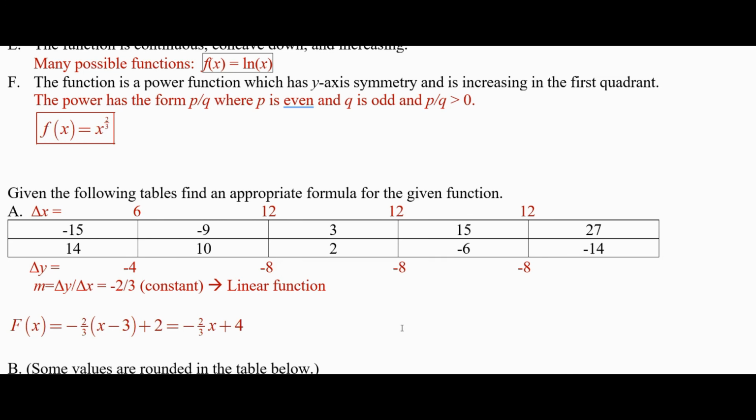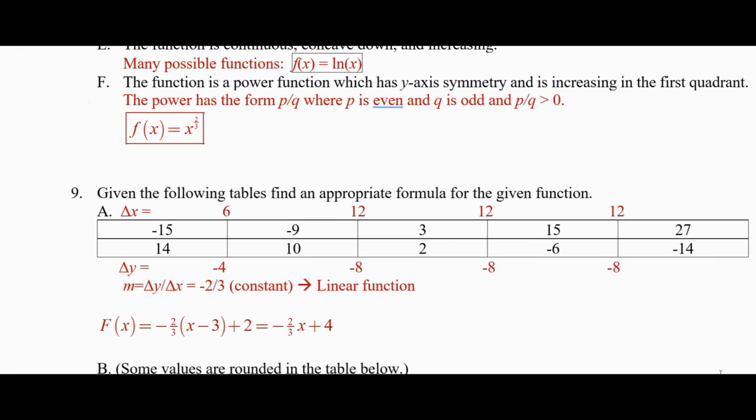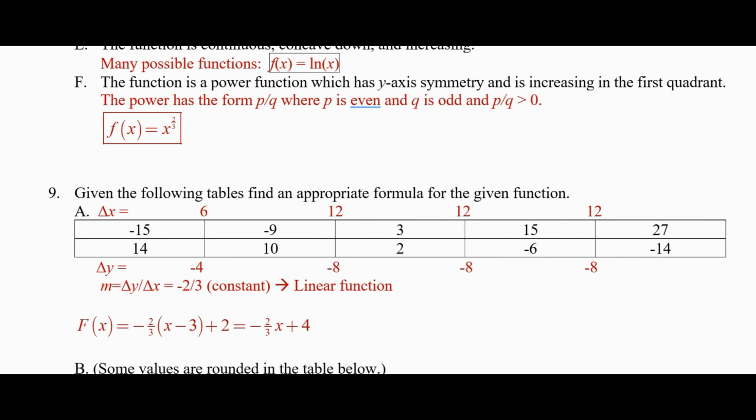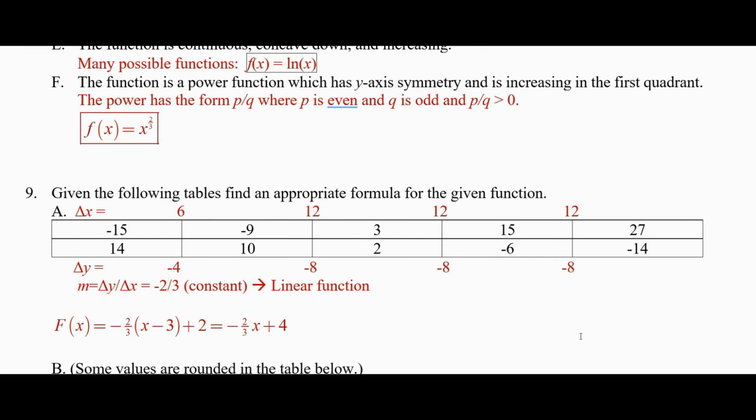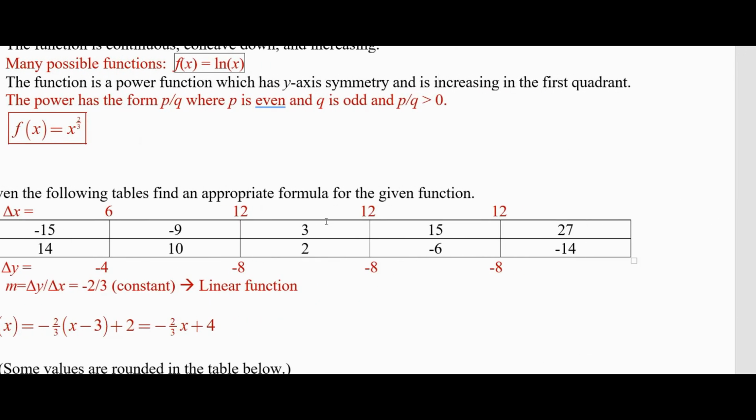All right, let's see. This one here, we want to look at this table. Here, quit moving around on me. Okay.